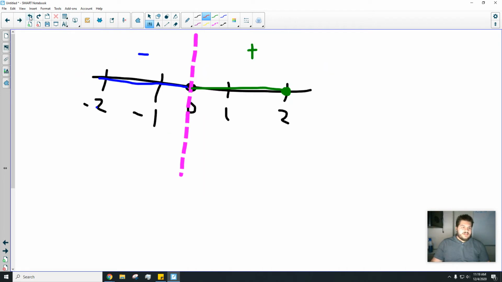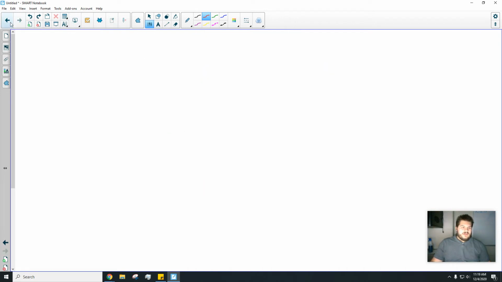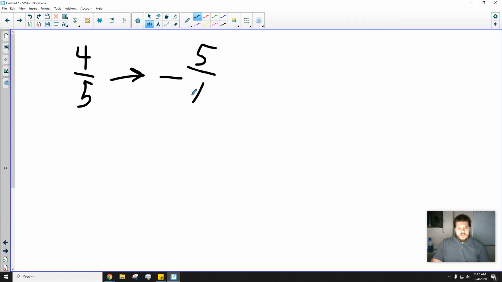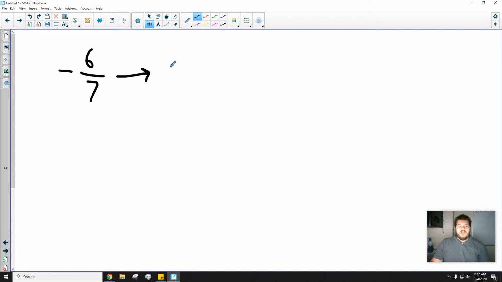So for example, if I had 4/5. The opposite reciprocal of 4/5, this is positive 4/5, so it's negative. I flip the number, 5 over 4. It's that easy. You flip it, change the sign. If I had negative 6 over 7, that's a negative, so my new one's positive, and I flip it, and it goes to 7 over 6. That's all you gotta do. That's an opposite reciprocal.